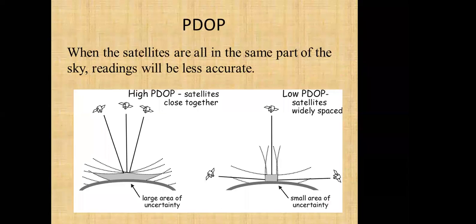Okay, now what is a PDOP? PDOP depends upon the geometry of the satellites. If the satellites are widely spread from each other, like in the second figure, where one satellite is at the zenith and the rest are at lower elevation, then we get a better geometry. We will have a small uncertainty area.